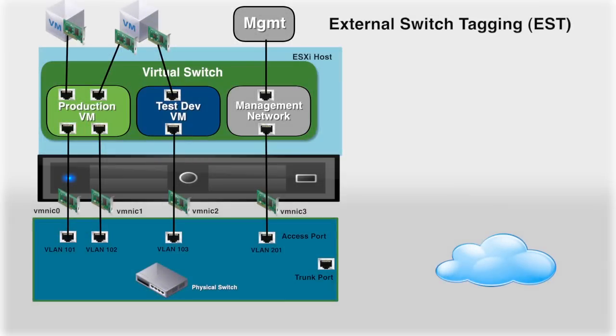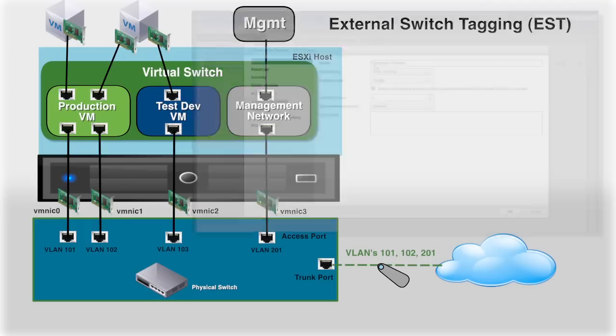In external switch tagging, when a packet from the host arrives to the physical switch, the switch assigns a VLAN ID to the packets. The physical switch strips the VLAN ID when it sends packets back to the host. The ESXi host is not aware of the VLAN configuration on the physical network. A NIC on the host is connected to the physical switch through an access port that can service an individual VLAN only. The maximum number of VLANs on a host is equal to the number of its physical NICs.